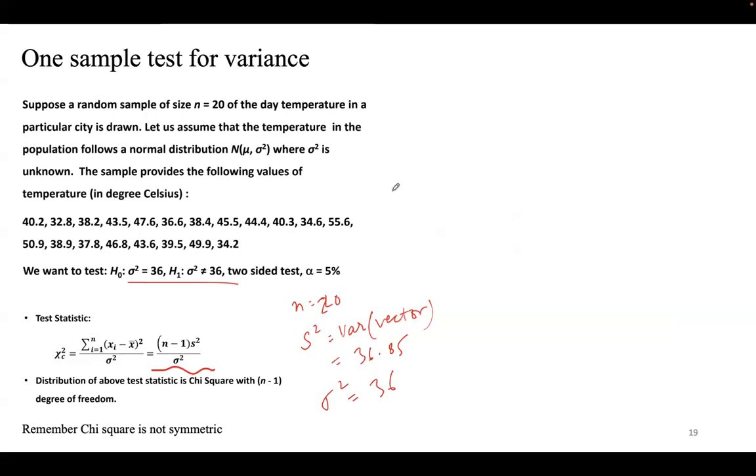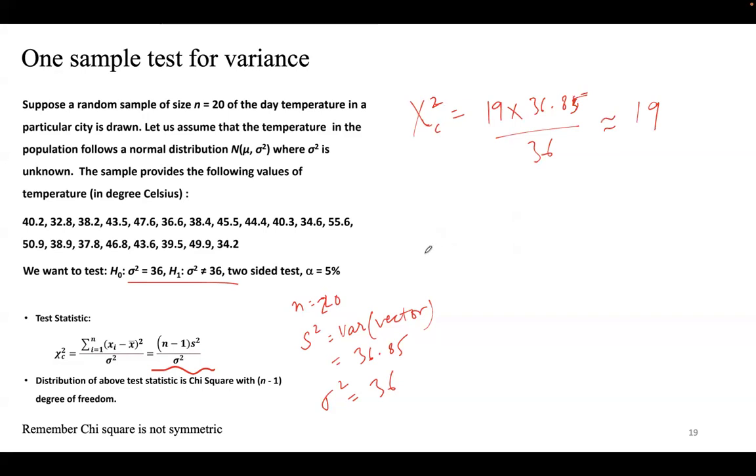So you calculate the value of this chi-square statistic. That's equal to 19 into 36.85 divided by 36. Now, even if you don't calculate it perfectly, you can see this is almost equal to 1. So this is roughly equal to 19. Even if you don't have a calculator handy, this is simple.